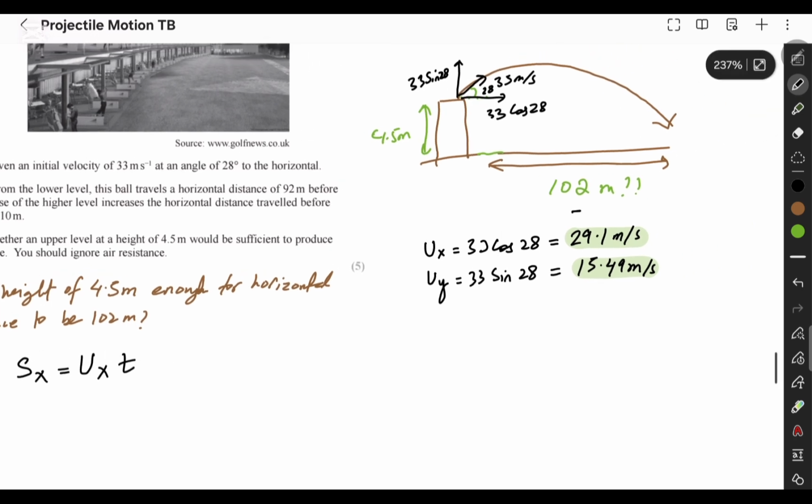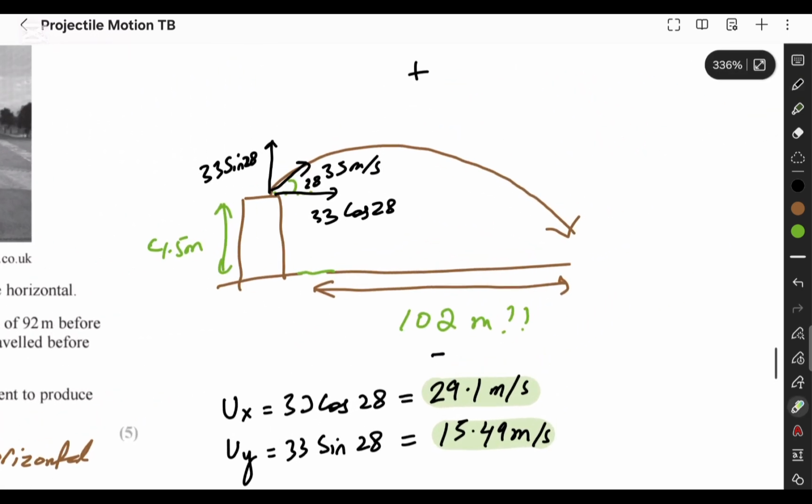Now listen to this very carefully. You can do this in many ways, but I'm going to do it the easiest and quickest way possible. I'm going to find the time taken to go from A to B on the ground, which means from the upper level to the ground. How much time does it take when I'm at 4.5 meters above the ground? I repeat again, I want to find the time taken to go from A to B when my height is 4.5 meters.